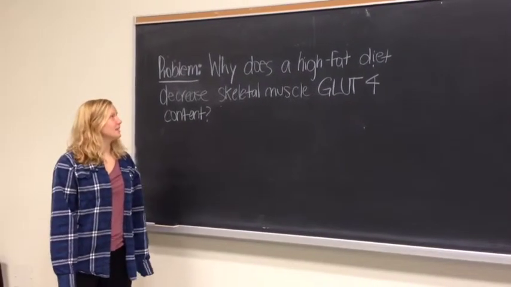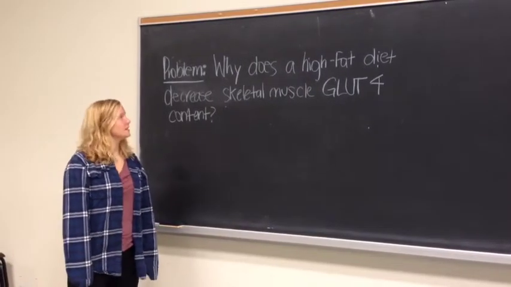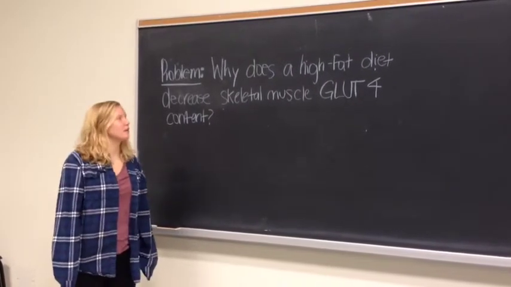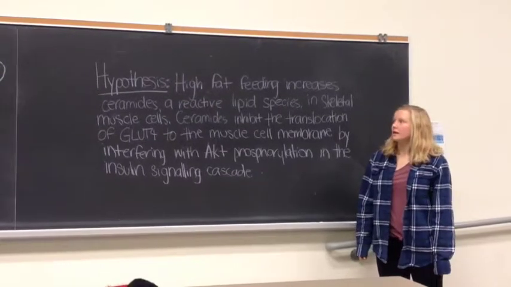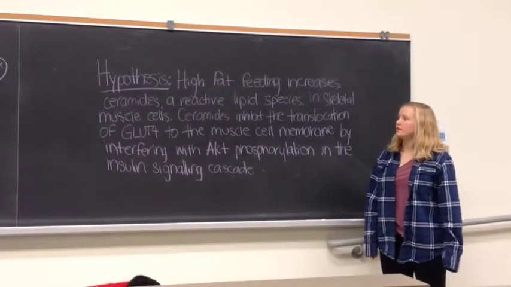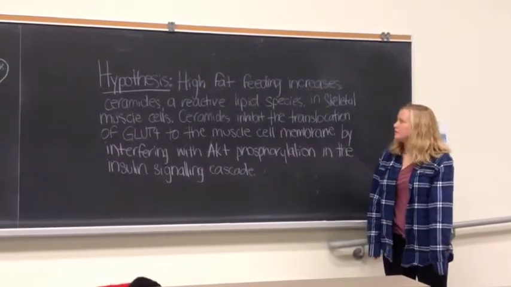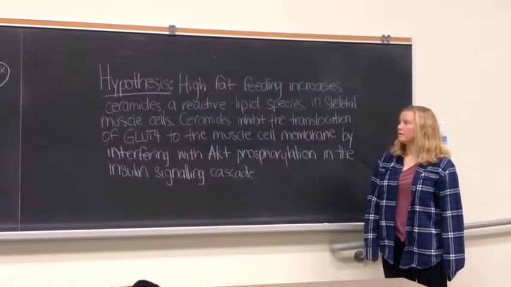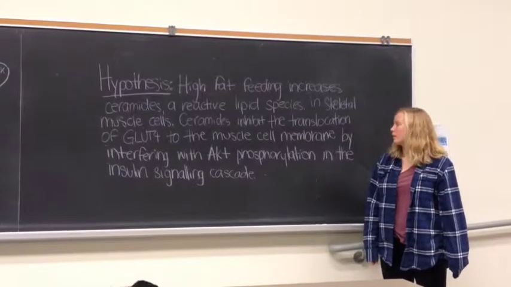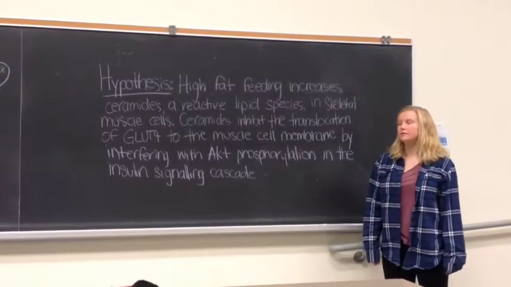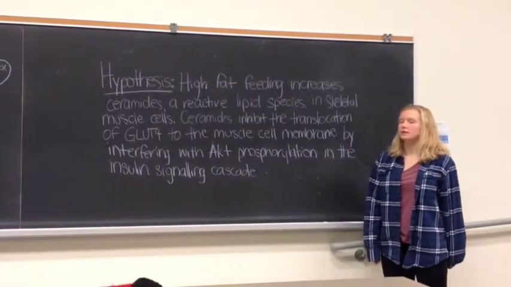The question we are attempting to answer is, why does a high-fat diet decrease skeletal muscle GLUT4 content? Our hypothesis is that high-fat feeding increases ceramides, a reactive lipid species in skeletal muscle cells. Ceramides inhibit the translocation of GLUT4 to the muscle cell membrane by interfering with AKT phosphorylation in the insulin signaling cascade.